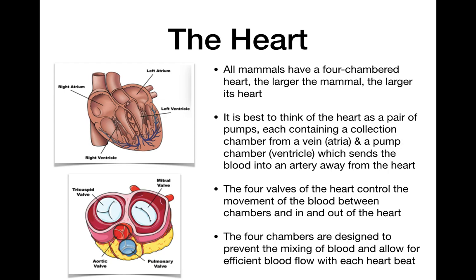The reason why we have 4 chambers is it helps prevent the blood being mixed and keeps it very efficient. So when you have a heartbeat happening, it's going to be very efficient in the way it uses that energy to pump blood around the body. Your heartbeat has 2 parts, right? The first part is kind of a da-dub, right?